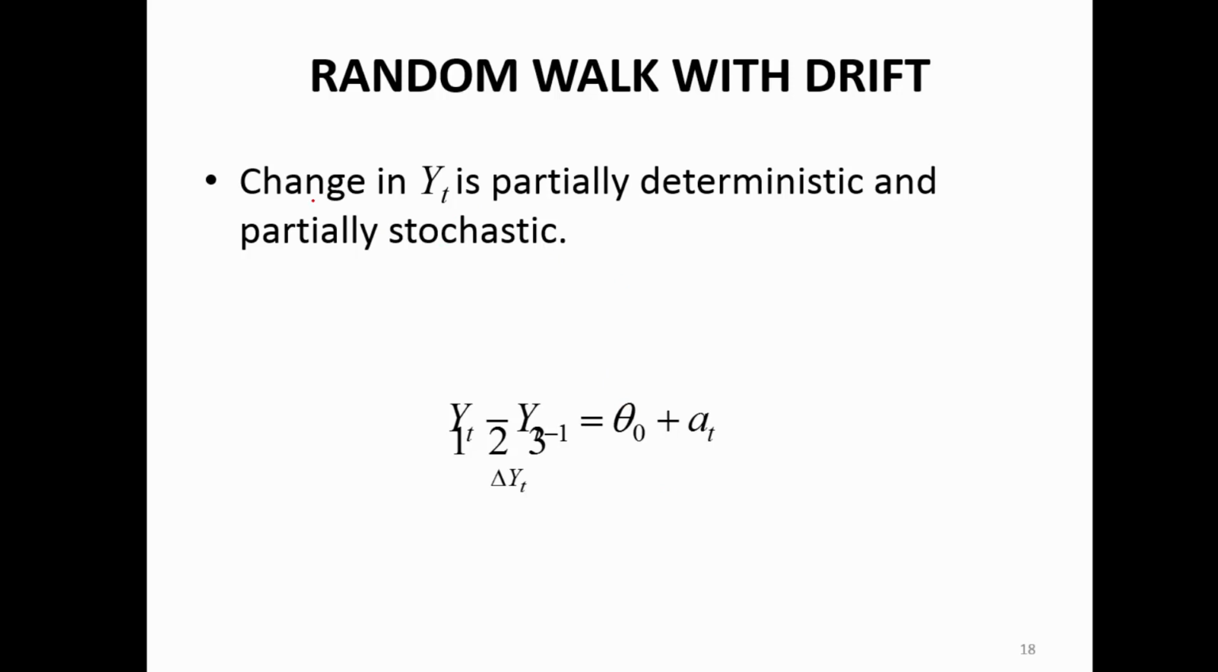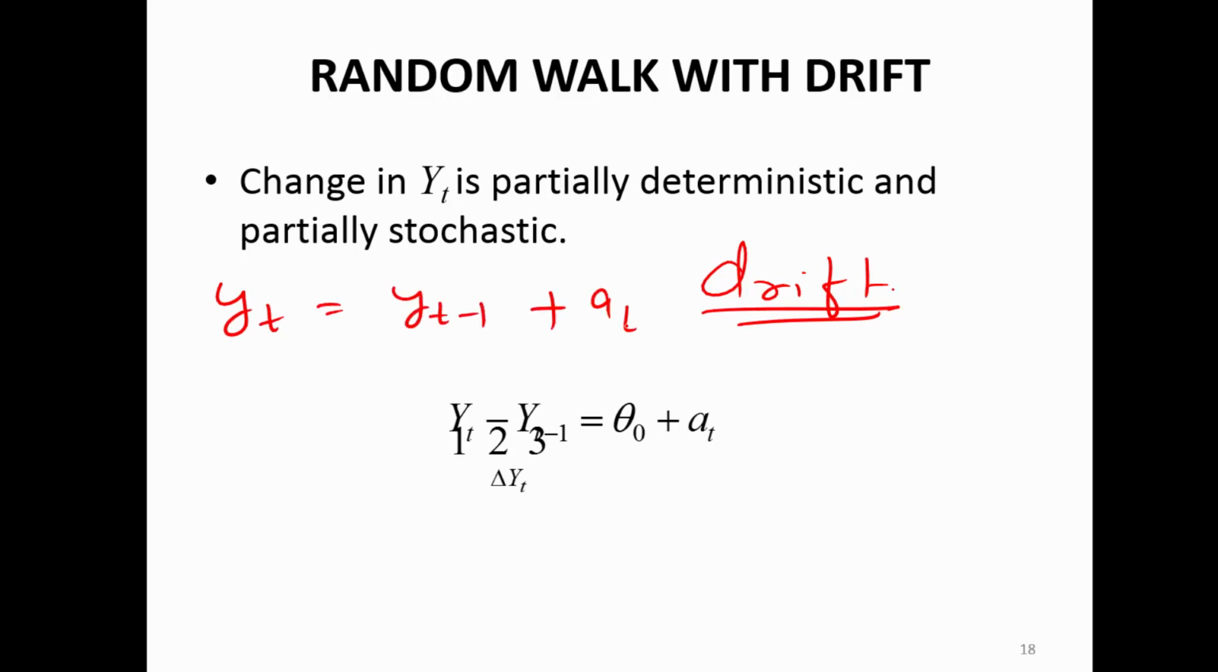Okay, sometimes you could have a deterministic component to random walk also, and we call that a drift. Okay, you have a constant term to it. So instead of just yt equal to y(t-1) plus the error term, you could also have something like theta naught. Theta is just the drift. So this is the deterministic term, and this is the stochastic term. So it will be partially deterministic and partially stochastic in this case.